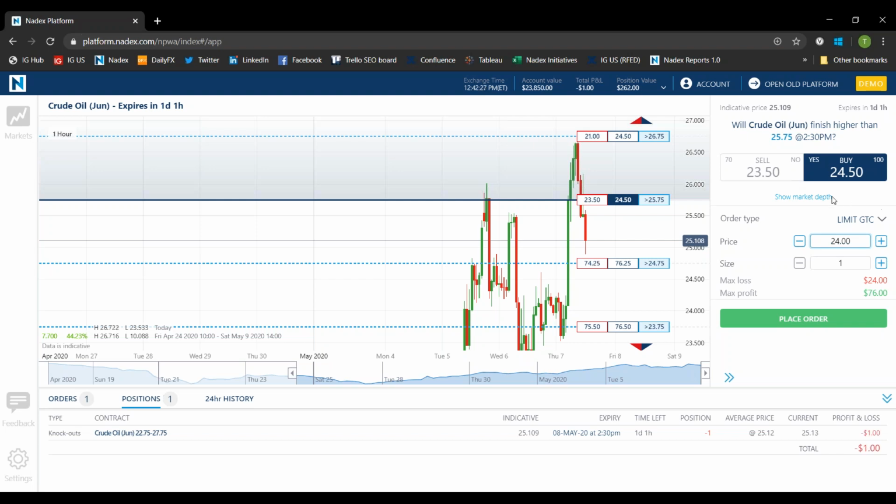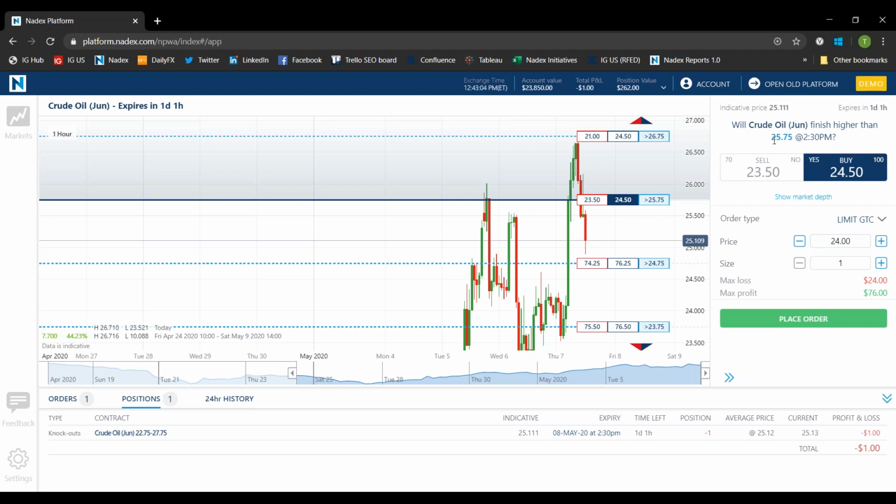So, if this thing actually settles right at 25.75, that's not above 25.75. This contract will actually settle at zero. If it closes at 25.74, it will be zero. If it settles down at 22, it's zero. But if it settles at 25.76, it's 100. And if it settles at any price higher than 25.76, it's 100. So these are all or nothing, yes or no contracts.